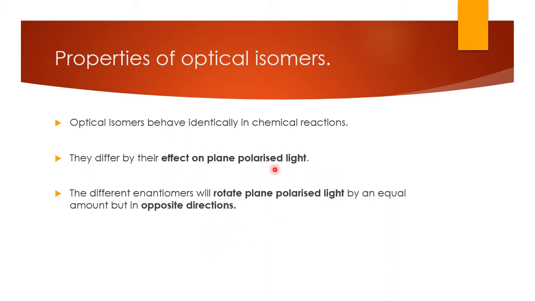Plane polarized light is light that has been polarized into one direction. So normally light scatters in all directions. The light has been polarized so that it's only traveling in one plane, one direction. And when you pass that through the enantiomers, one of the enantiomers will rotate the light clockwise and the other anti-clockwise. You must use the word rotate. No other word is acceptable there. You can't say bend or refract or reflect. It has to be the word rotate, and it rotates the plane polarized light an equal amount in opposite directions.